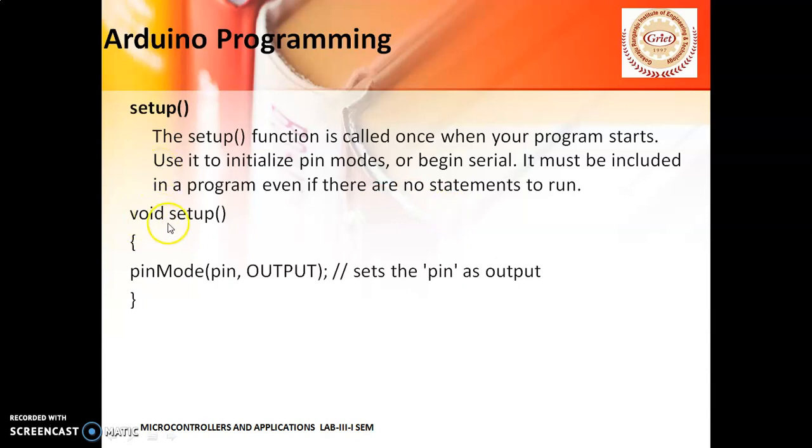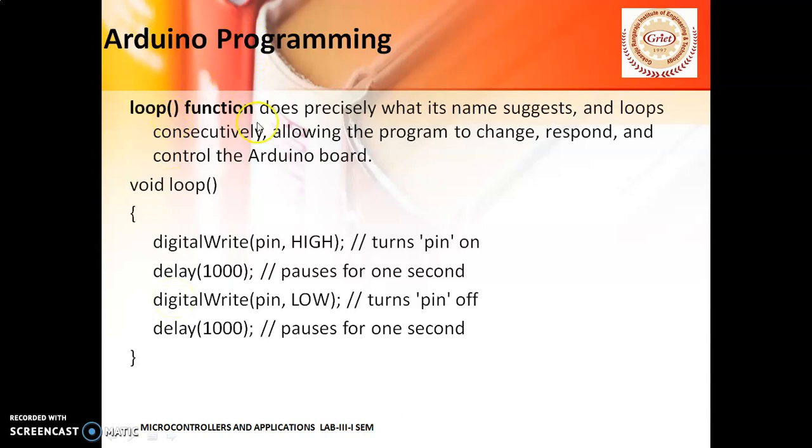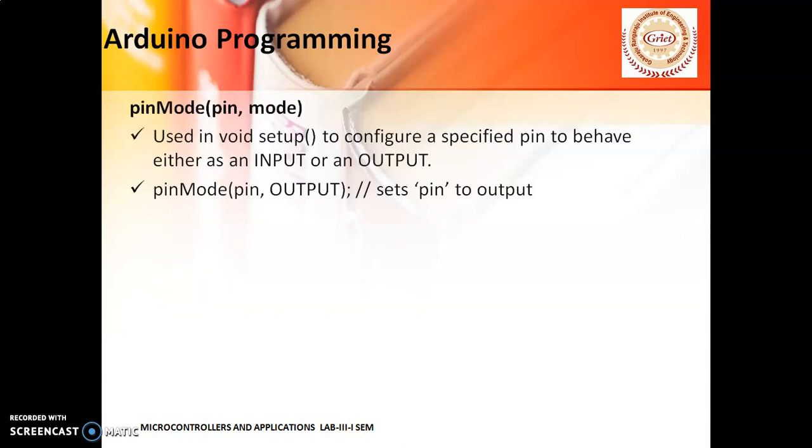So first of all, you need to give the void setup function, open the bracket, and you can write the built-in functions available in the Arduino IDE. Coming to the loop function, it allows the code to be executed continuously, that is reading inputs, triggering outputs, etc. It even allows the program to change, respond and control the Arduino board. This loop function is the core of all Arduino programs, and it does the bulk of the work. So open your void loop function. In this you can use the built-in functions you have in the Arduino IDE, and then you can close the void loop function. Now let us discuss some functions we can write in the Arduino IDE.